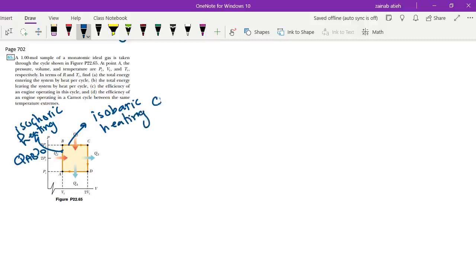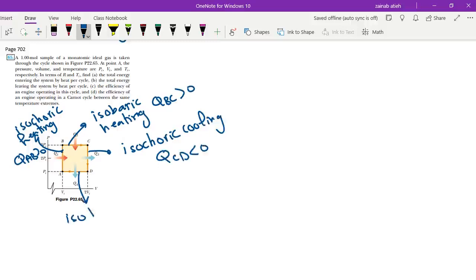Okay, and you will get QBC will be also positive. Here we have an isochoric cooling, and here QCD will be negative, and here we will have an isobaric cooling, and QDA will be negative. So QAB is positive, BC is positive, CD is negative, and DA is negative. AB heating, BC heating, CD it's cooling, and DA is also cooling.